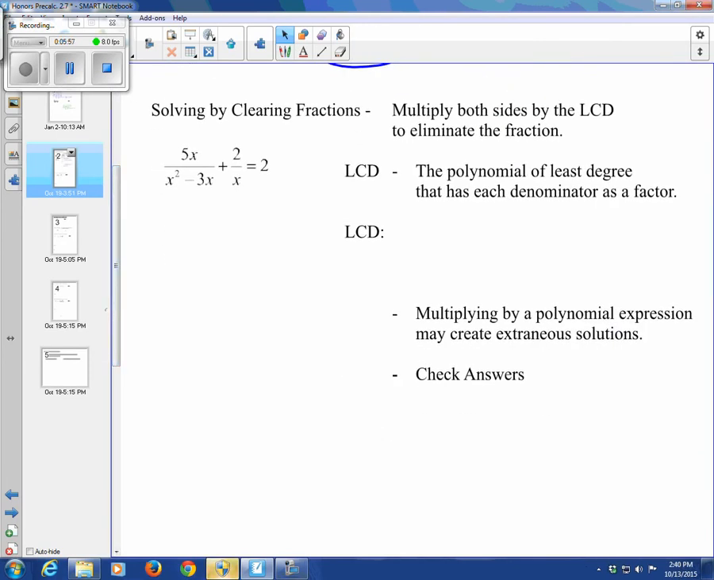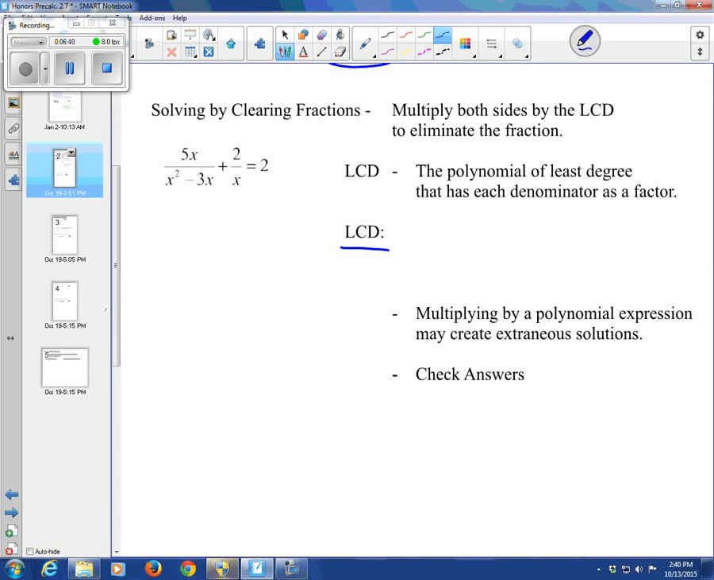Solving by clearing the fractions. Here we've got a rational equation that's a little more like the kind of rational equations we're going to look at more in this section. This is an equation where we've got more than one rational term, more than one term with a polynomial in the denominator. Our strategy is going to be to clear out the denominators by multiplying by the least common denominator on both sides. For our rational equations, the least common denominator is going to be the smallest polynomial that has all the denominators as factors.